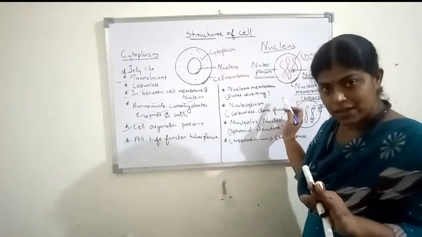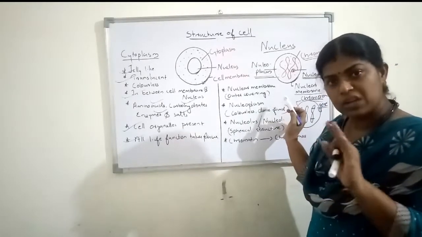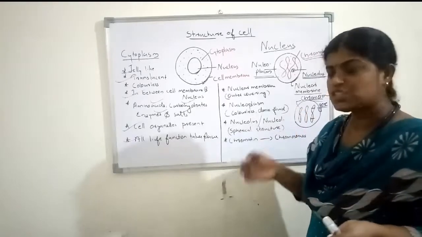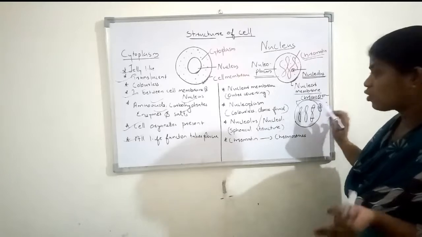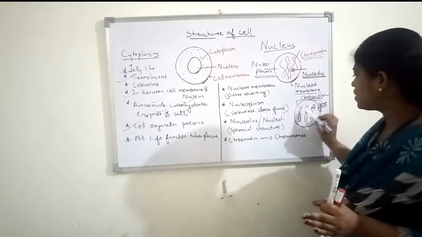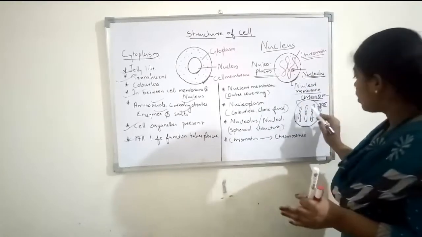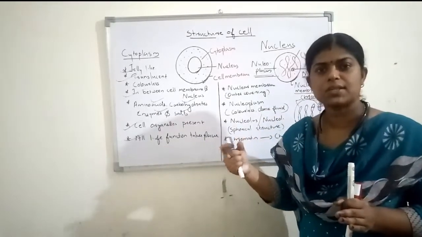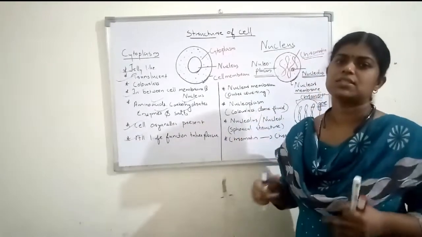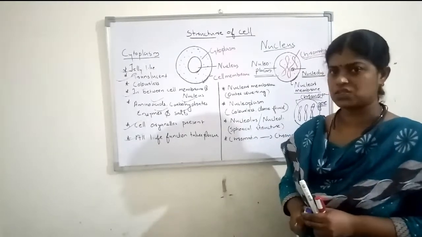chromatin. Chromatin, when the cell is undergoing division, will change its shape from the thread and attain the shape of chromosome. It will convert into chromosome. On the chromosome, there are special regions. What do we call that special region? Gene. And gene is controlling our characteristic features.